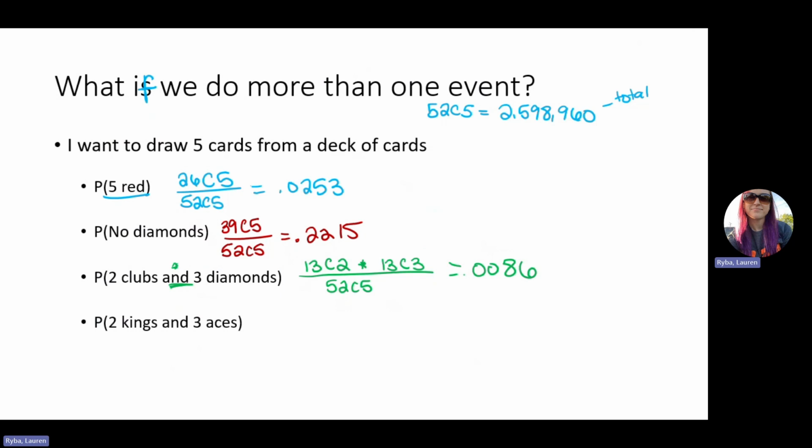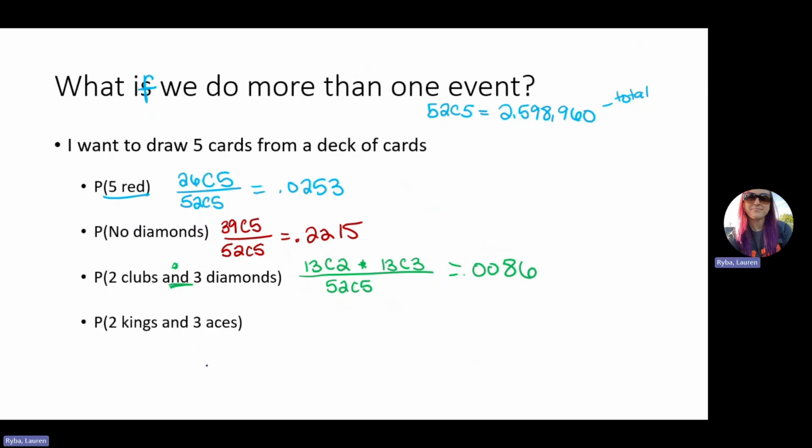And that would be the same for any 2 suits. Okay, so if I picked 2 diamonds and 3 hearts, would be this exact same percent, 0.0086. If I picked 2 spades and 3 clubs, 0.0086, because there's 13 of each suit.